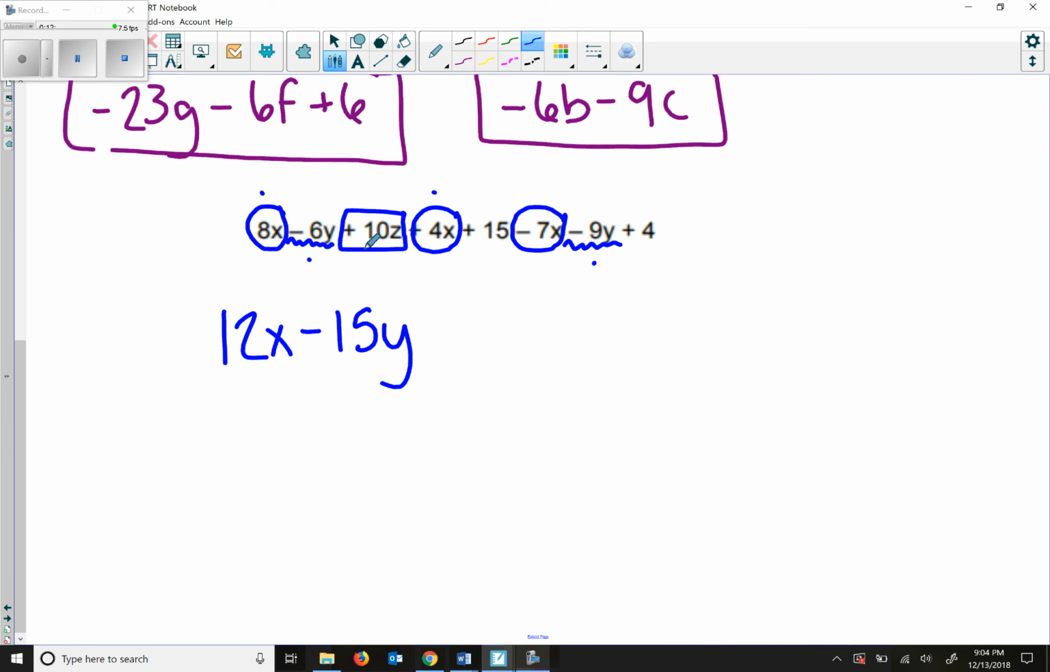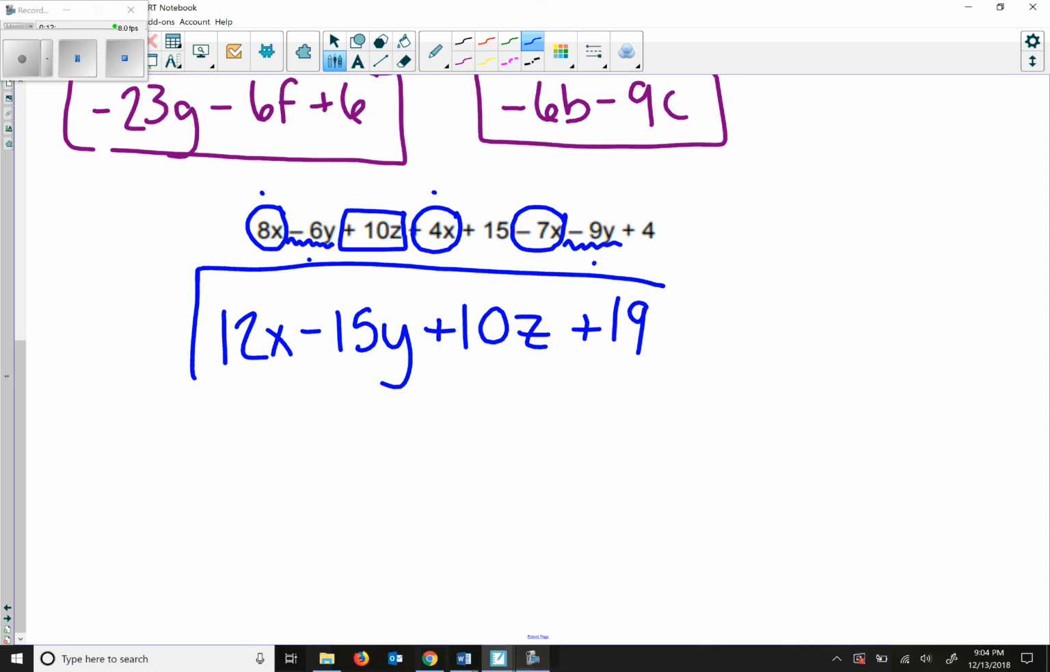And then let's see, the z's. There's just the one z. So that would be 10z for that one. And then I've got 15 and 4, so I have to have plus 19 on the end. So there it is.